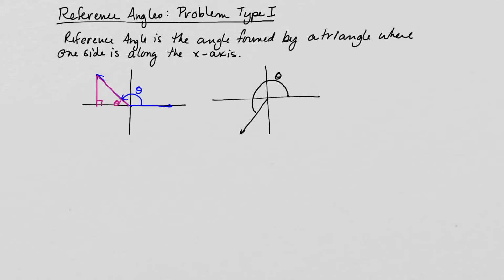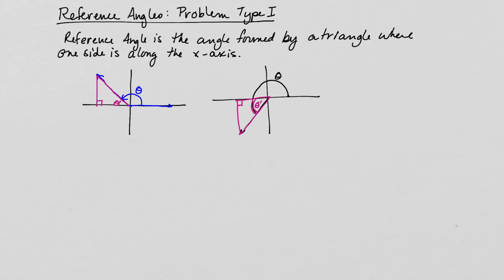Again, the reference angle is made by taking the terminal side of the angle and drawing a line either up or down to the x-axis. So in this case, this is that triangle I have, and theta prime is actually contained inside part of theta.